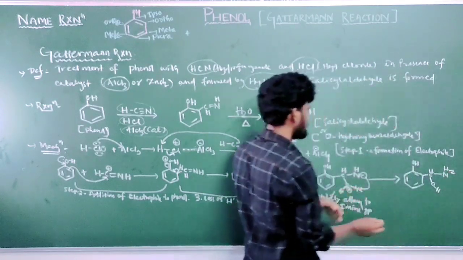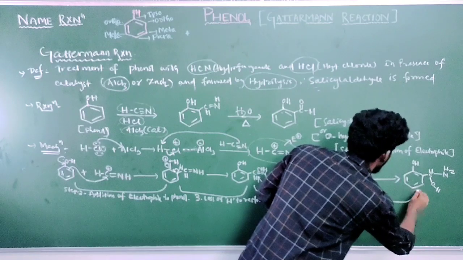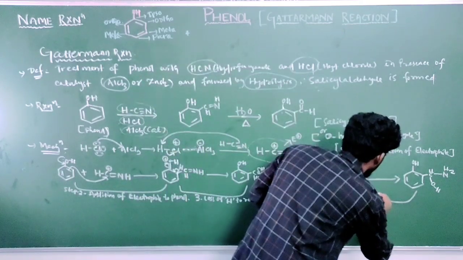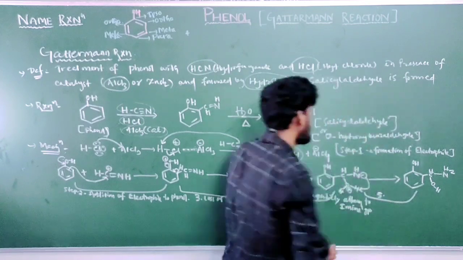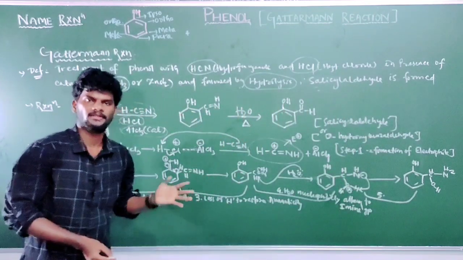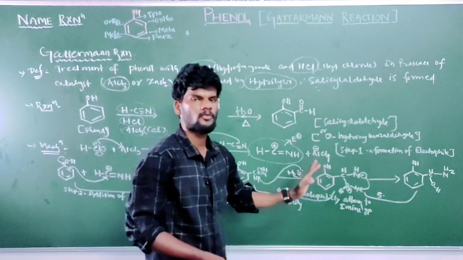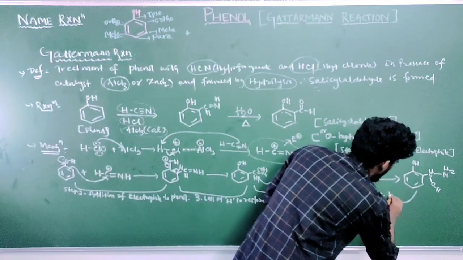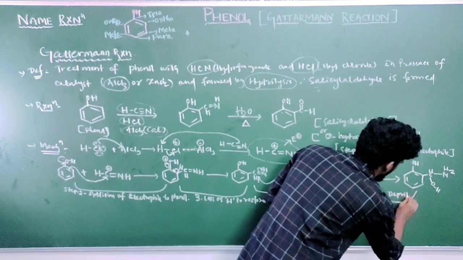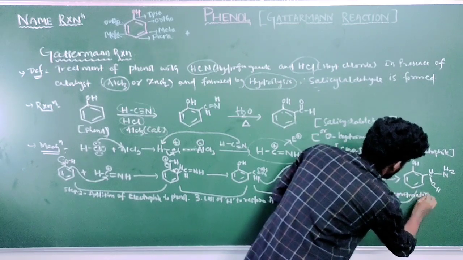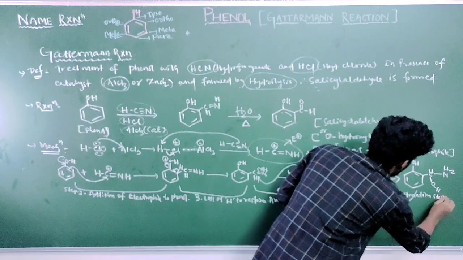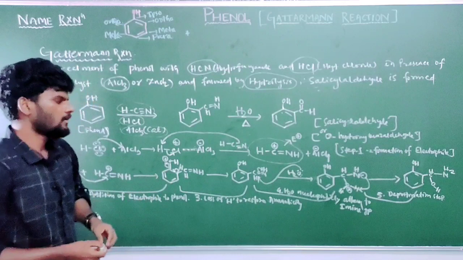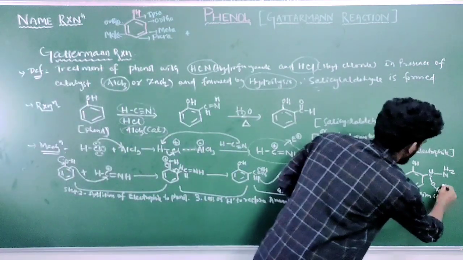This step from here to here is step number 5. Step 5 is just a deprotonation step, the loss of proton. In the next step, what will happen? Okay, I am drawing here.